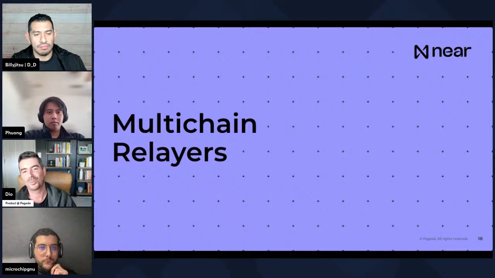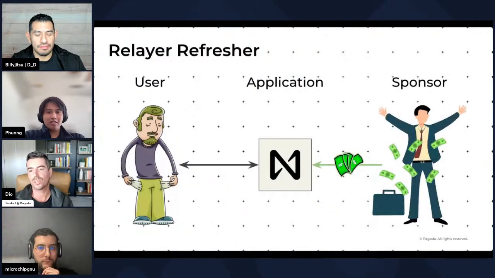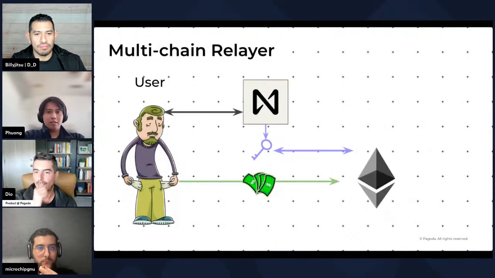Then multi-chain relayers, which we were starting to talk a little bit about. Basically, the relayer use case is a user wants to use an application, they don't want to pay for gas, and so they find a sponsor, which can be the app developer or someone else. The multi-chain relayer is a similar concept. If you have a smart account or an account aggregation with one Near account that has access to multiple chains, you'll have to pay for gas on the native token of that chain. So if you're transacting on Ethereum, you need to have some ETH in order to pay for that transaction.